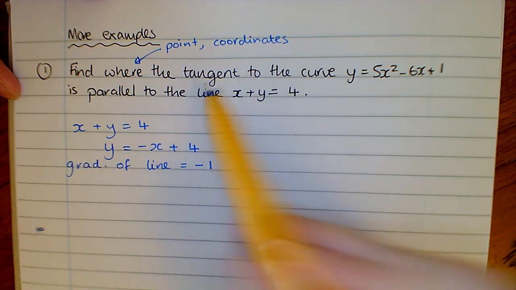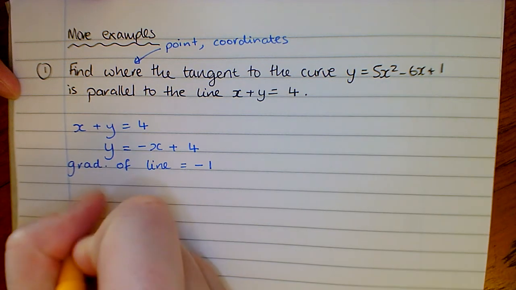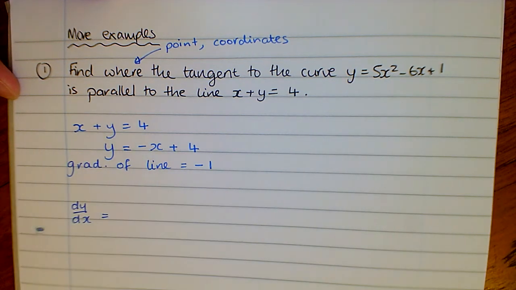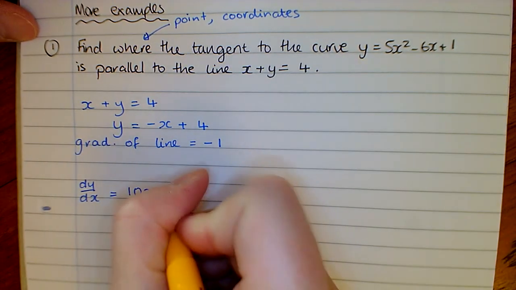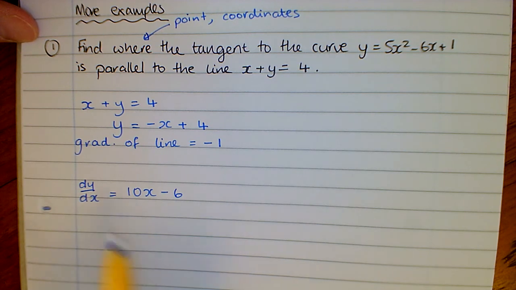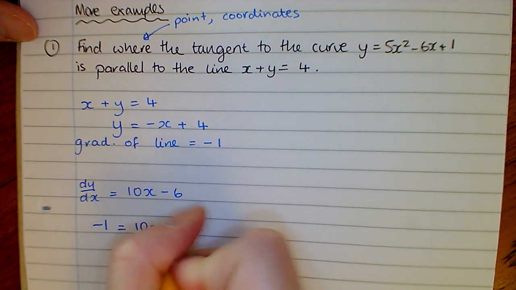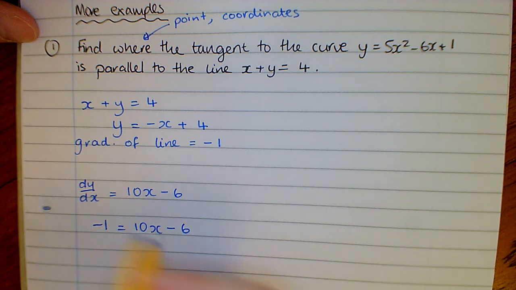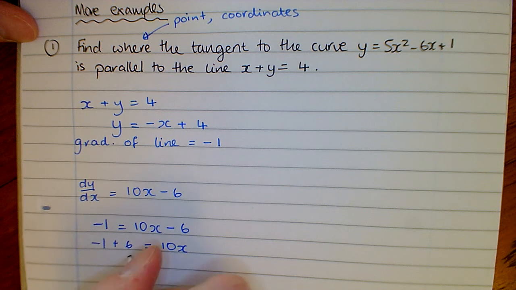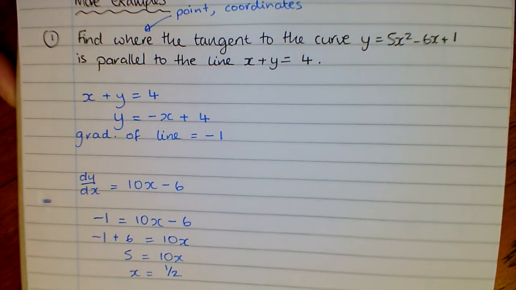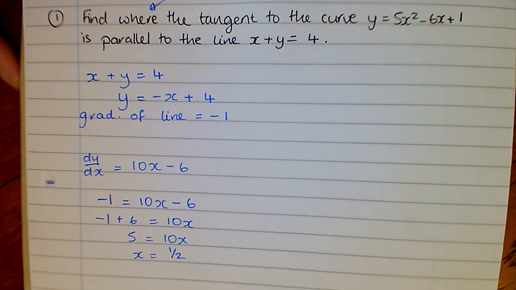So we've looked at this part. Now we need to look at the tangent then to this curve. So we know that tangent to the curve you find by differentiating. So dy by dx then gives us 10x minus 6. And we want to find the x value that makes this gradient of this tangent minus 1. So minus 1 equals 10x minus 6. Bring your minus 6 across.